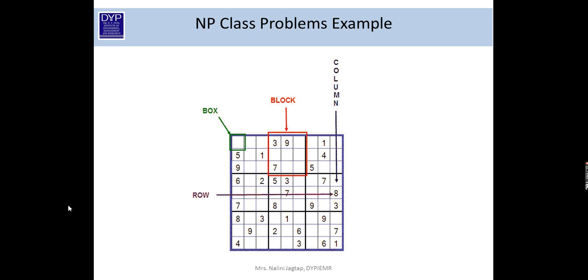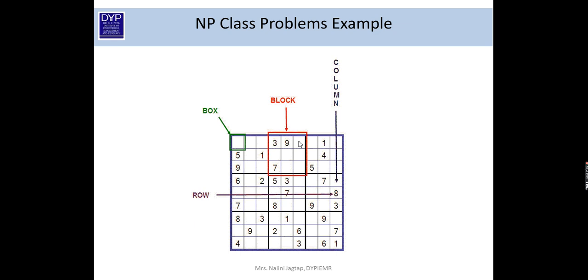Take this example of Sudoku. We are given a block, and this block has to be filled with the numbers 1 to 9. A number cannot be repeated in a block. In a similar manner, the number cannot be repeated in a row or in a column. Now take this particular block. In this block, we have 6 vacant places. To fill the first place, we have 6 options available: we can fill here 1 or 2 or 4 or 5 or 6 or 8.